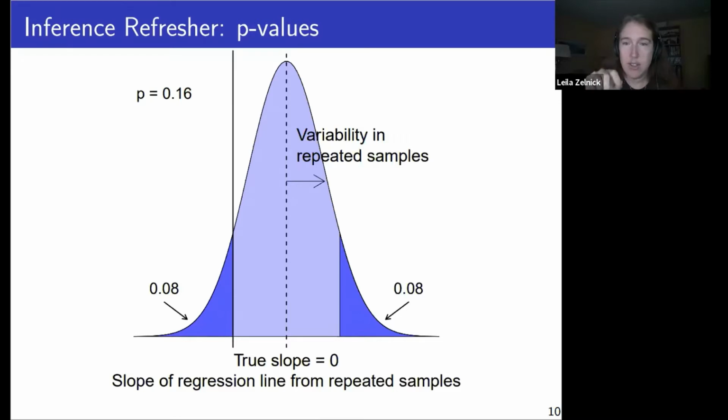So let's suppose that you took a sample and got a negative slope. So I've shown that here. I don't know, can you see my cursor? You can, yes. Okay, great.